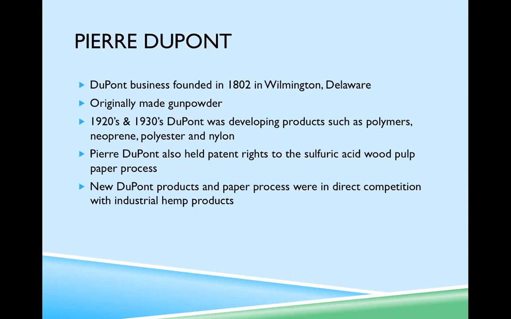In the 1920s and 30s, DuPont was developing products such as polymers, neoprene, polyester, and nylon. Pierre DuPont also held patent rights to the sulfuric acid wood pulp paper process. New DuPont products and paper process were in direct competition with industrial hemp products.